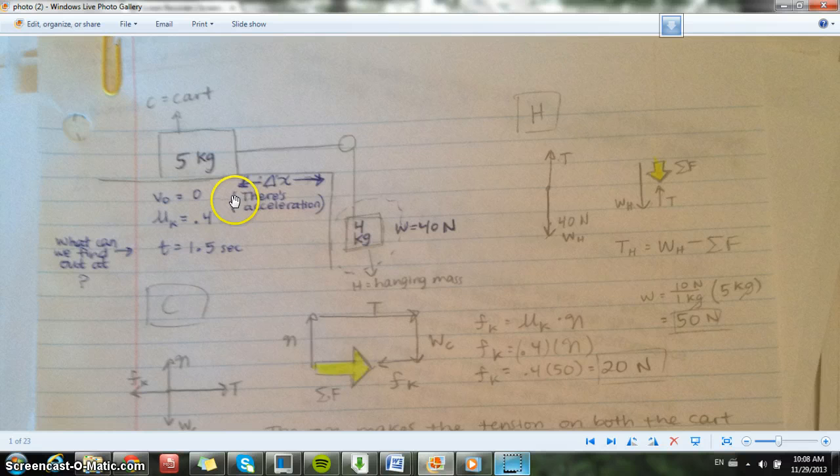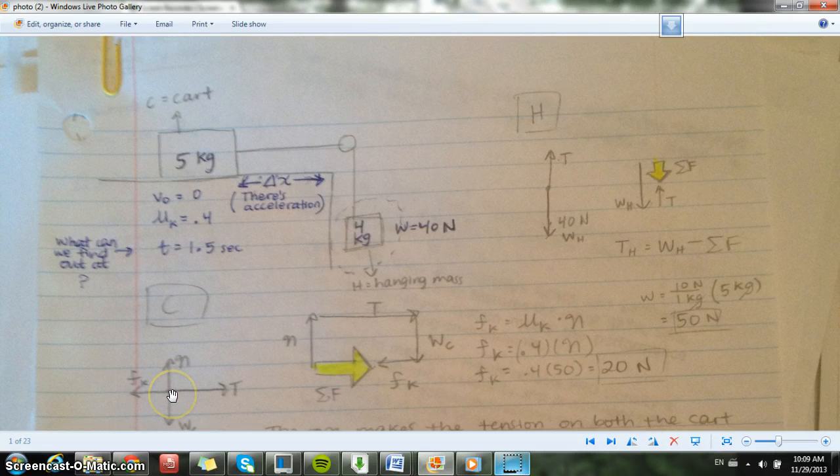And we want to find the change in position, so we have to say that there's acceleration, because this hanging mass is going to accelerate downwards and this cart is going to accelerate to the right. In order to find the change in position, we have to find the acceleration. So let's do that. But first, let's draw our force diagrams.